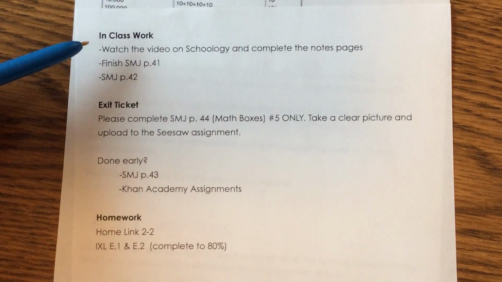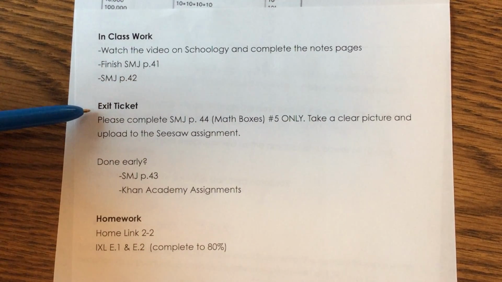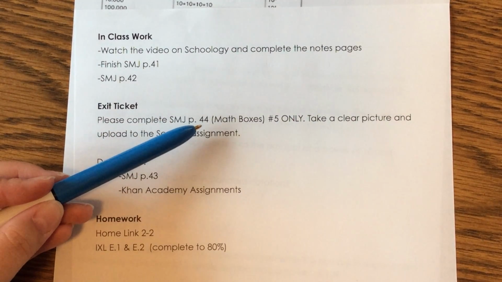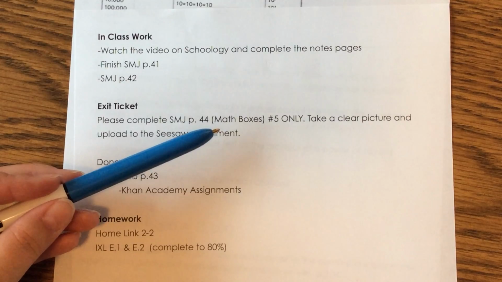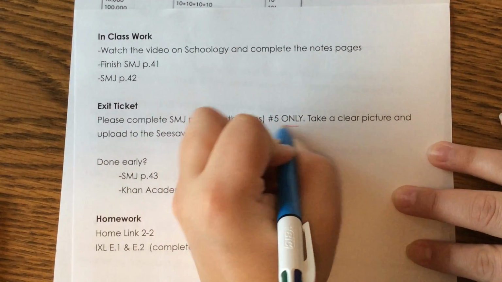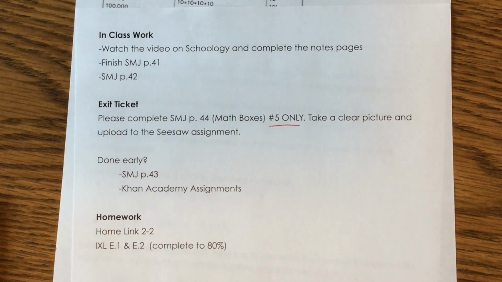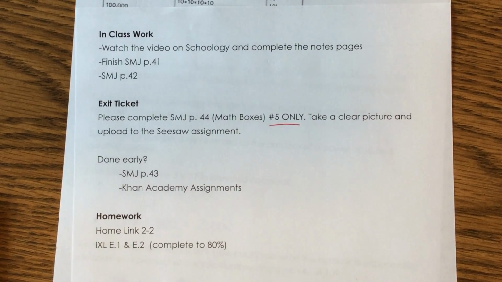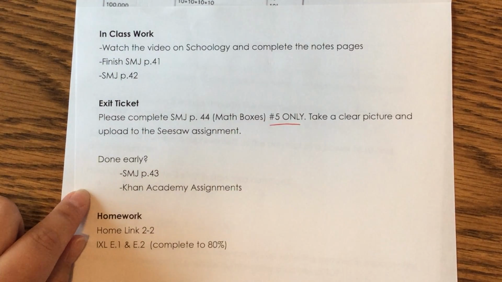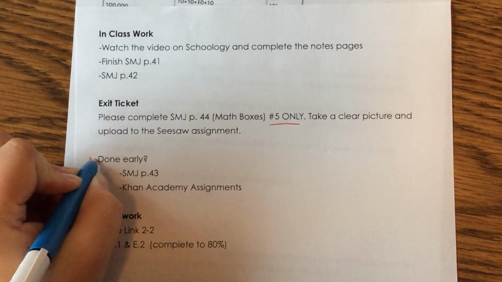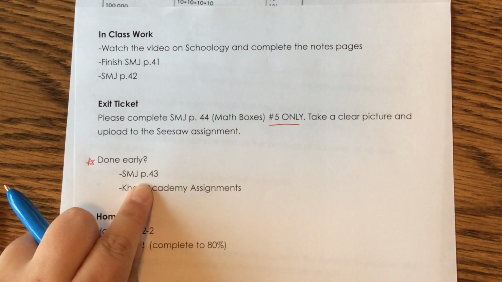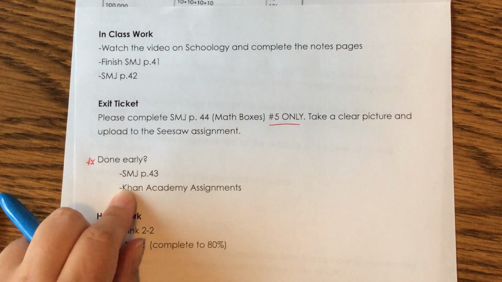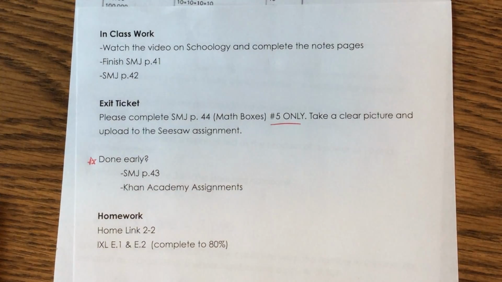When you're done with the in-class work, please go on to the exit ticket. The exit ticket can be found on page 44 of your SMJ. It's a math box page, and you're only going to do number 5. Please take a clear picture and upload to the Seesaw assignment. If you finish before class is over, you can always work on an additional SMJ page. We're reviewing some volume on SMJ 43, and there's also Khan Academy assignments.